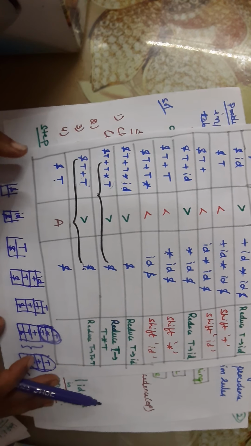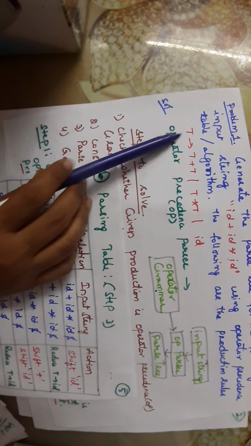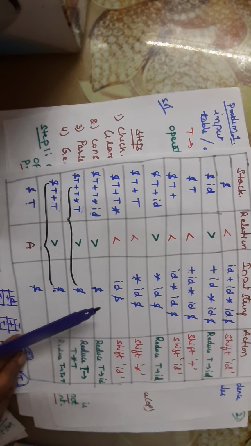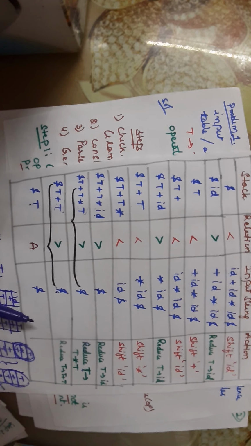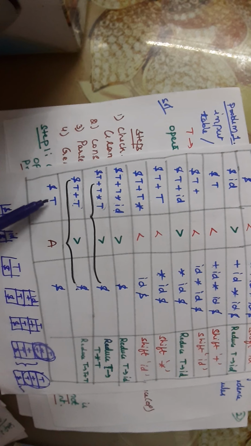Now what is capital T? Is it a right side production or parent node or parent variable? Capital T is a parent variable. So what is our aim of this operator precedence table? Our aim is to generate the parent variable for the given input string. So finally we got the capital T, which is a parent variable. So here, dollar T I got.